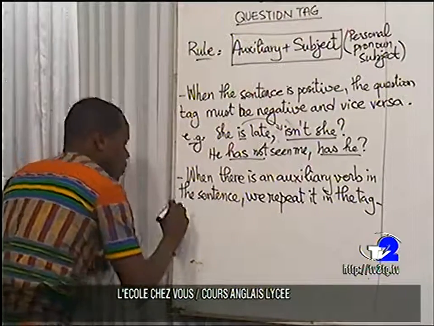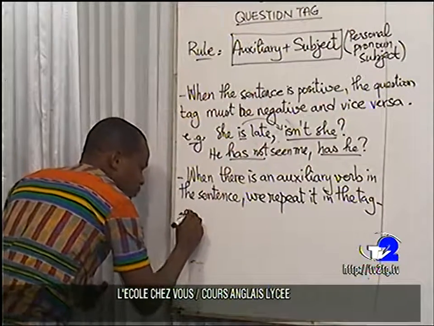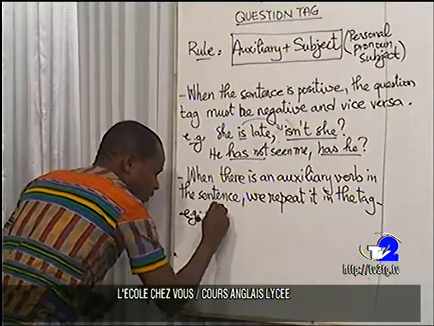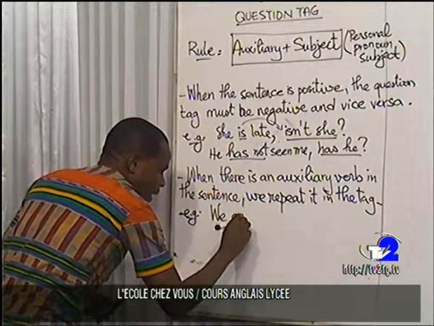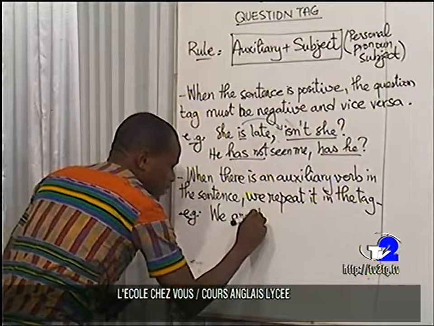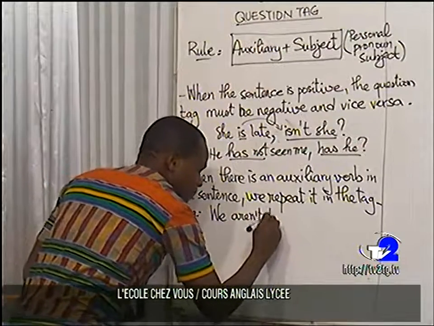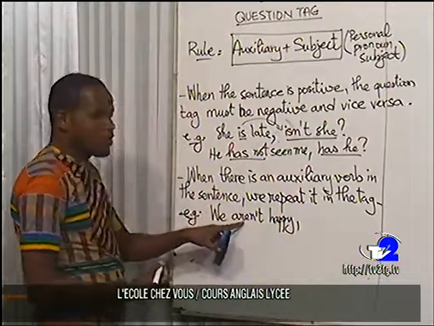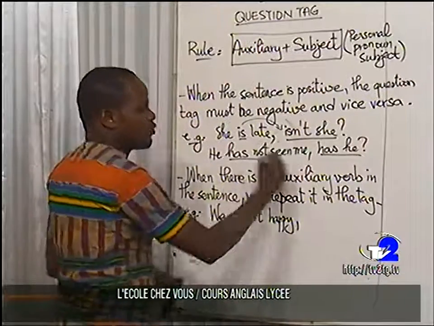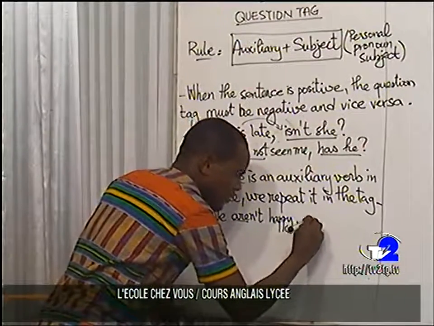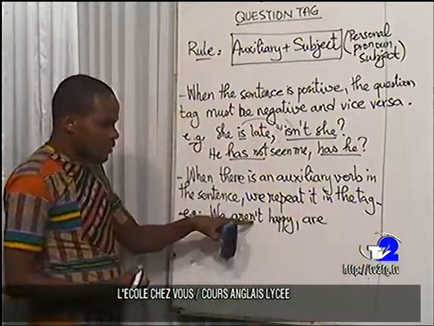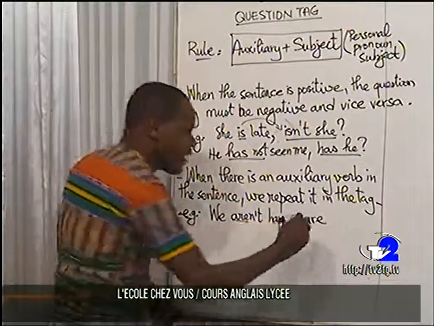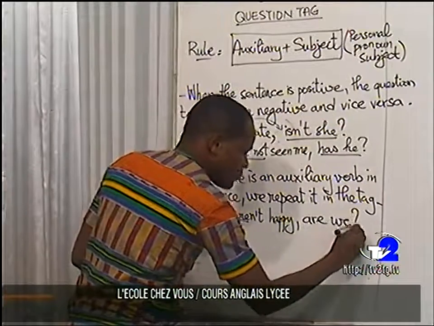Let me give you an example. We aren't late, or we aren't happy. We have our auxiliary verb are, so we must repeat it. So we have to say are. You look at the sentence. The verb is in negative form, so your question tag should be positive. So we have to say, are we?